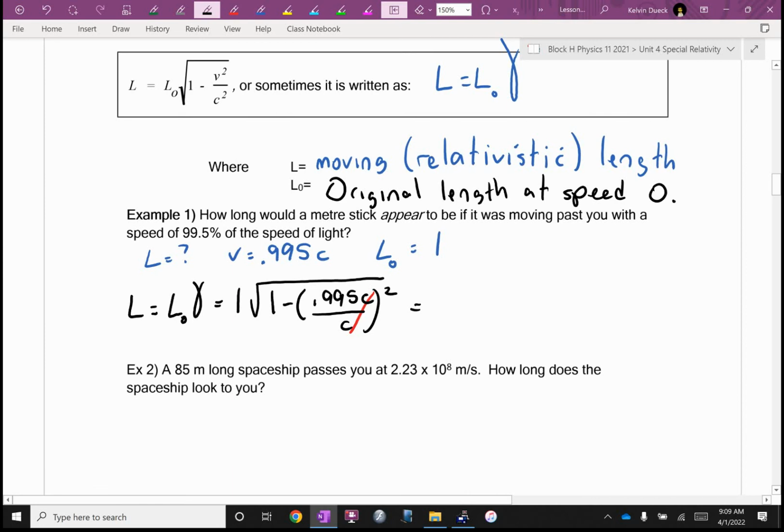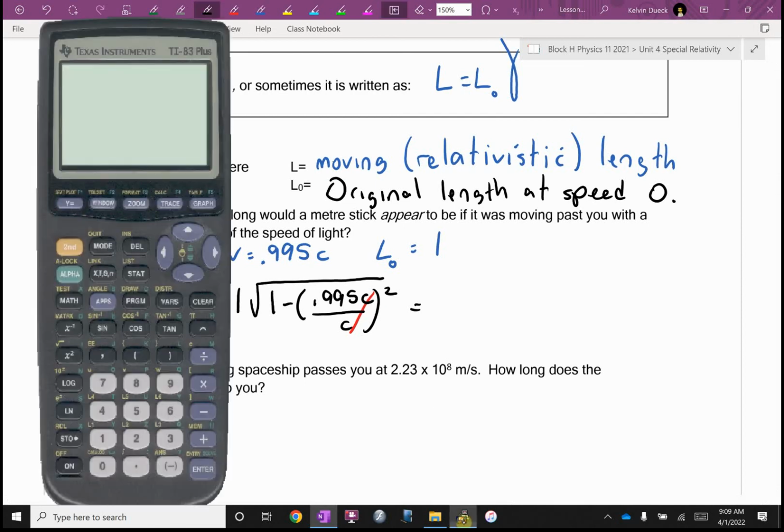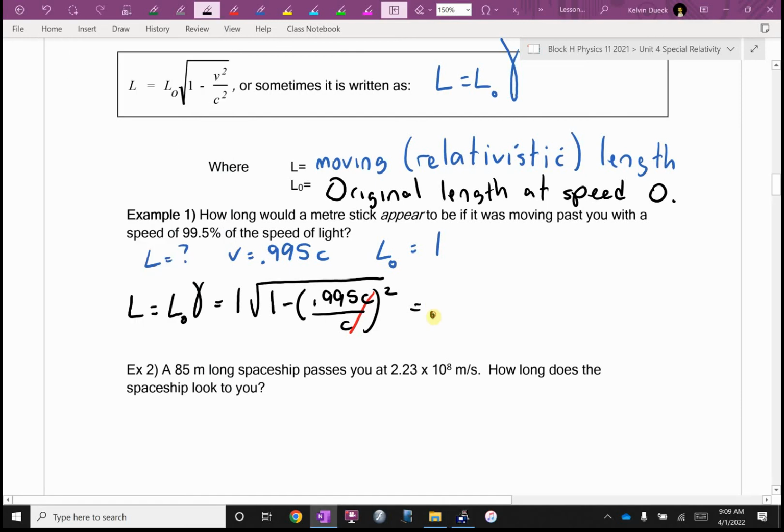Probably the 1 times in front isn't going to make a difference, but go to your calculator. What do you get? And all of you, again, want to practice typing these in, because if you can't type these in, you're out of luck. Let's see. Square root of bracket 1 minus 0.995 squared. Do you get 0.099? You know what? If I round that off, I think you get 0.1 meters.